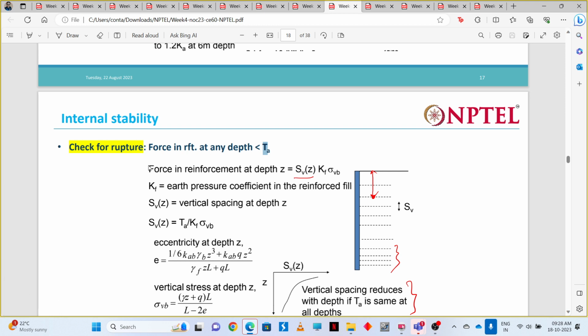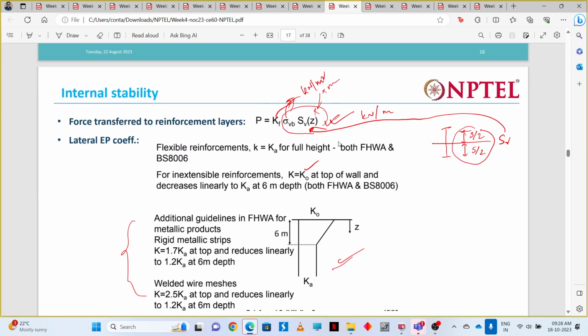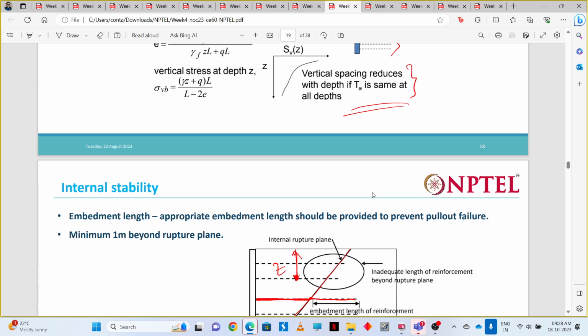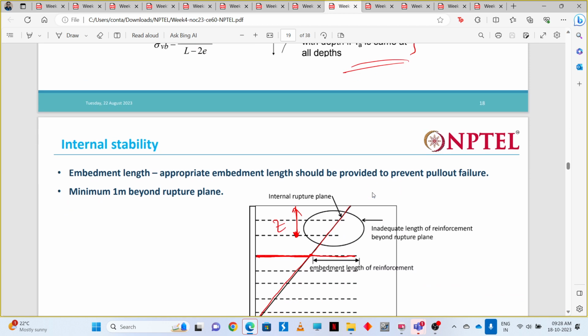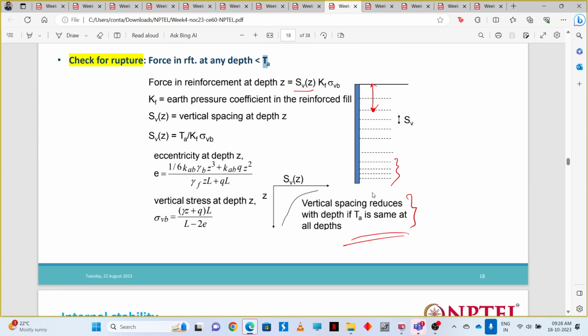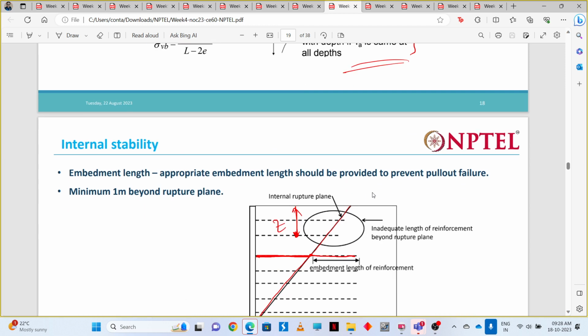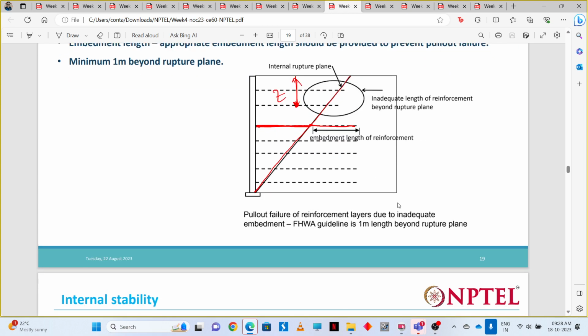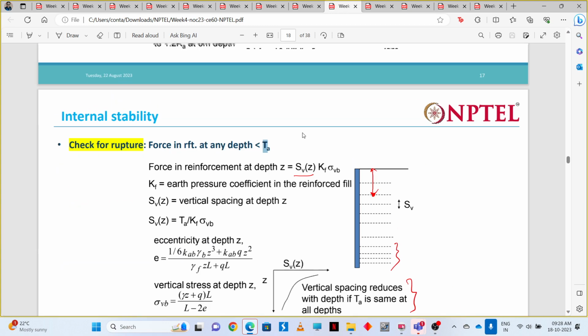Okay, so here we are seeing force in reinforcement at any depth z. How to get this expression, right? Kf is the earth pressure coefficient, Sv is the spacing, P is the vertical pressure. So how much embedment length should we have? If this is the failure rupture surface, then we should have at least 1 meter embedment length beyond that. And this was the rupture check.